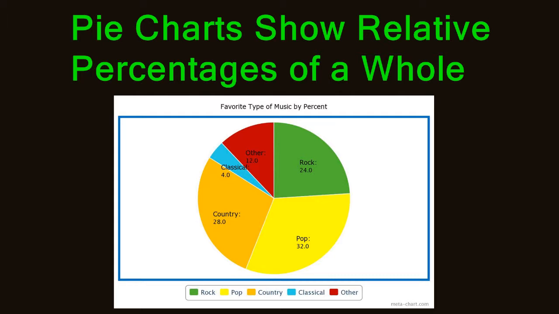Country is represented in orange. That angle is a 101-degree angle, 28% of the circle. Classical music is shown in blue. That tiny little slice of the pie has a 15-degree angle, which represents 4% of the whole circle.